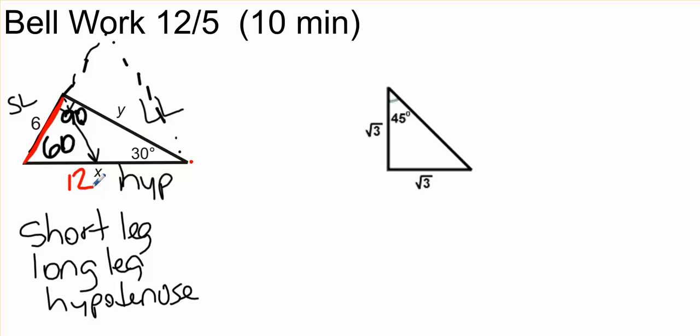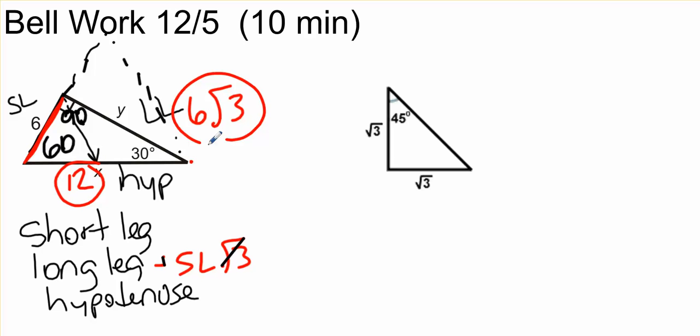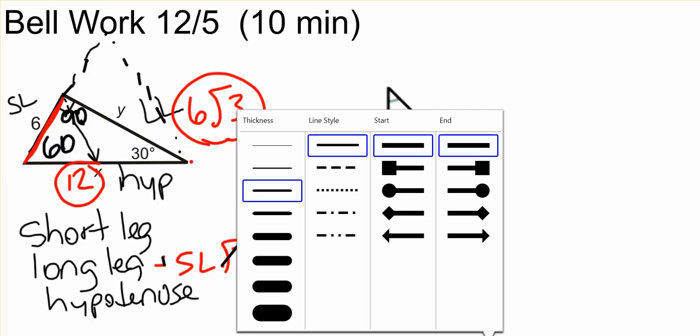And then the short leg times the square root of 3 is always going to be our long leg. So the long leg equals the short leg times the square root of 3. And so this is going to be 6 times the square root of 3. So those are our two answers, 12 and 6 square root of 3. Notice we did not do any Pythagorean theorem. Once you figure out the 6 and 12, you could still do the Pythagorean theorem. But if you can just remember that short leg times square root of 3 relationship, it just makes this problem so much simpler. Let's make that smaller again.